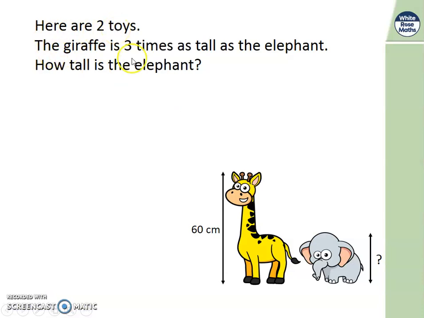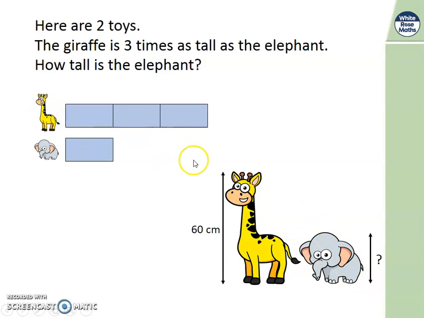Here are 2 toys. The giraffe is 3 times as tall as the elephant. How tall is the elephant? Have a think. Let's think about how we could work it out. We could use 1 bar to represent the size of the elephant, and above we could use 3 times as many to represent the giraffe. Now let's use the information from the picture to show how long this piece is. Yes, it's 60 centimetres.